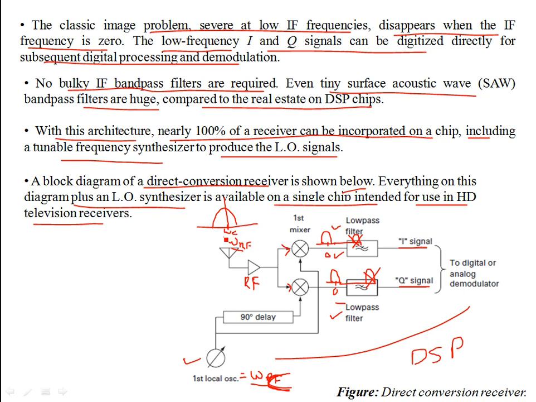Okay, so the message signal was shifted at omega c. The difference is 0, so you have the baseband at 0. There's nothing at omega c after the low pass filter. Okay.